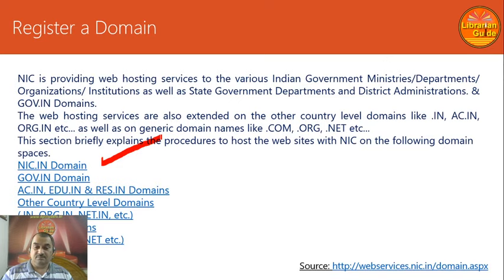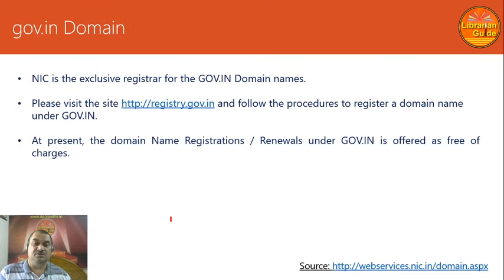Let me clarify that some of the domains we cannot buy openly. They are given by the ministry or the registered registrar. I have listed here these domains: gov.in, ac.in, edu.in, res.in, and .in, .org, and .com. I have listed some of the domains which we cannot take. Generally, NIC is the exclusive registrar for the gov.in domain names. If you have to take a domain, you have to go to this particular website. There is a form you need to fill up, and you have to follow the procedure to register the domain.